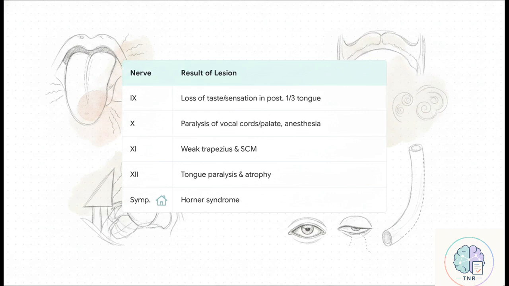A lesion to cranial nerve 9 results in the loss of taste and sensation in the posterior 1/3 of the tongue. Damage to cranial nerve 10 causes paralysis of the vocal cords and palate, along with anesthesia of the pharynx and larynx. If cranial nerve 11 is compromised, you're going to see weakness in the trapezius and sternocleidomastoid muscles. A lesion to cranial nerve 12 results in tongue paralysis and atrophy. And finally, if the sympathetics are hit, the patient develops Horner syndrome. Memorize those, and you've got the keys to the kingdom.